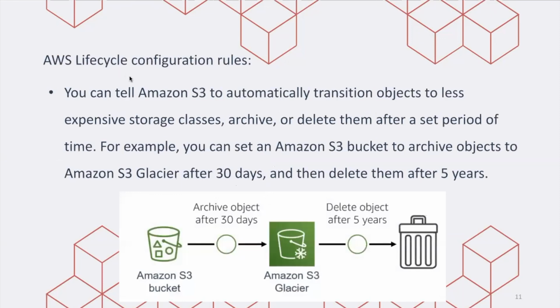What's really cool about this is you can set up AWS lifecycle configuration rules. You can tell Amazon S3 to automatically transition objects to less expensive storage classes, archive or delete them after a set period of time. For example, you can set an Amazon S3 bucket to archive objects to Amazon S3 Glacier after 30 days. Maybe you only want that data there for a short amount of time, and then you want to push it to lower cost storage because you don't think it's going to be used after a certain amount of time. You don't need to have it in these buckets anymore. Then you can even have it deleted after a certain amount of time as well.